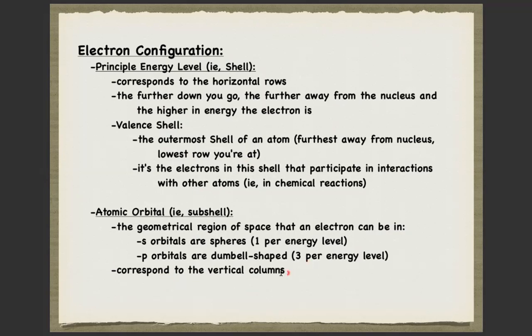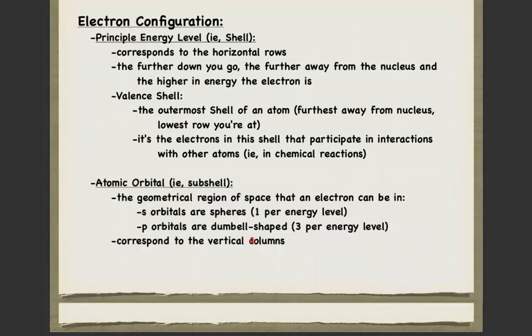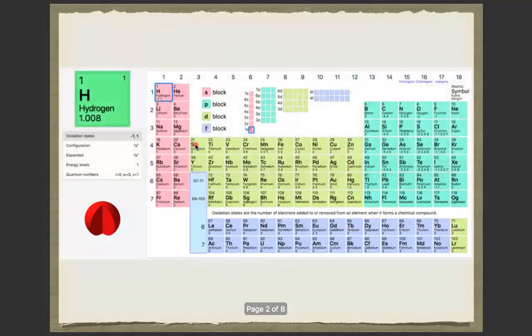And these correspond to the vertical columns. So back to our periodic table. Here's our first vertical column. Here's column 1. So that's going to be the s's. Column 2 is also going to have s orbitals. That's why the first two columns in our table are known as the s block. So everything in pink here is the s block. This legend says so right there.